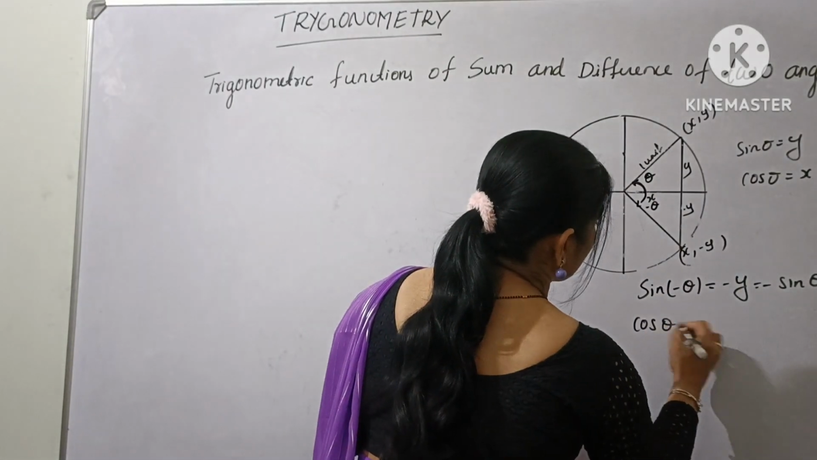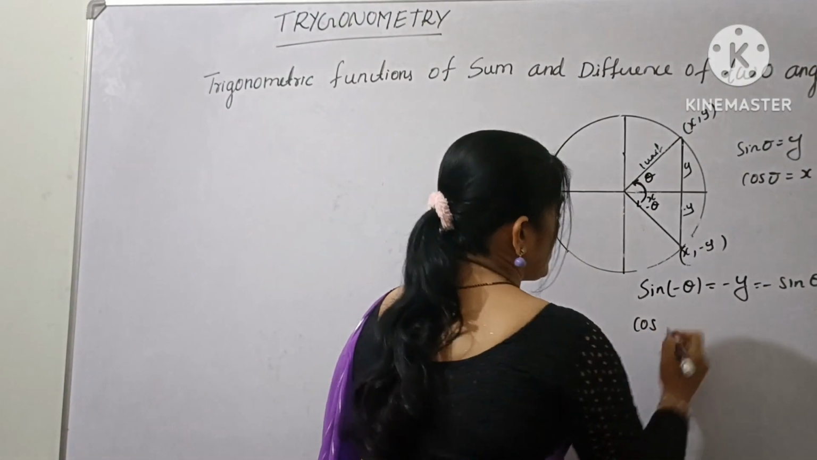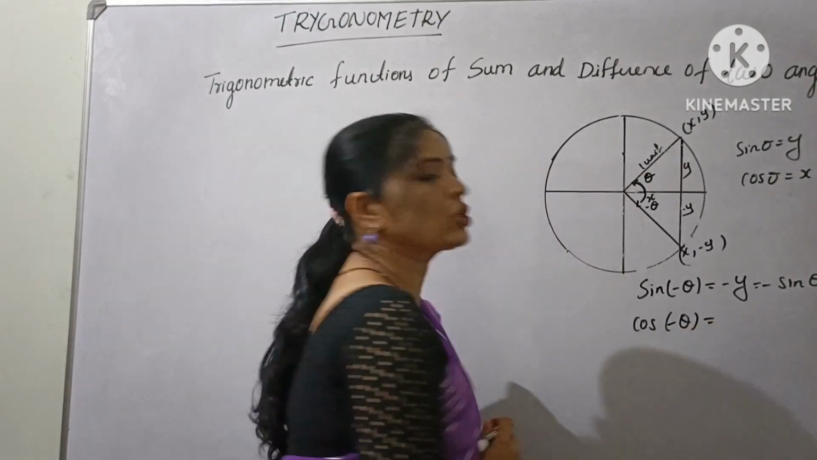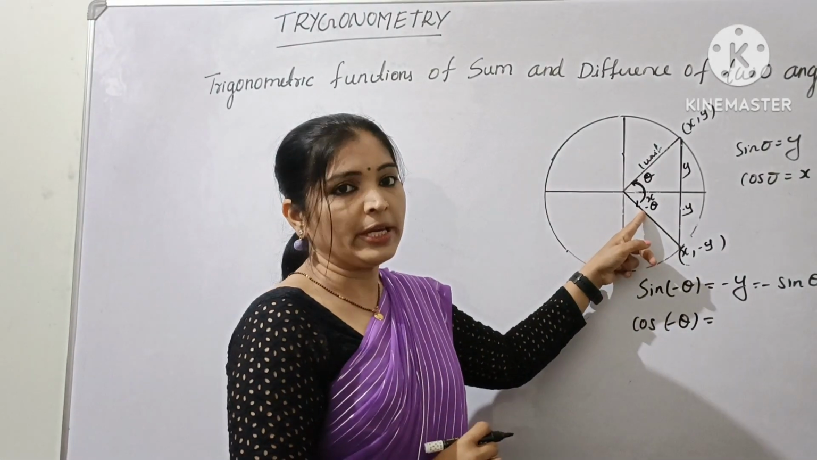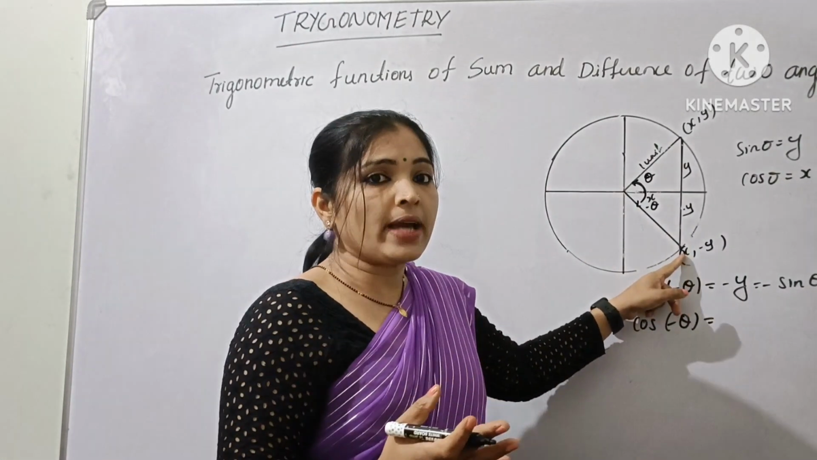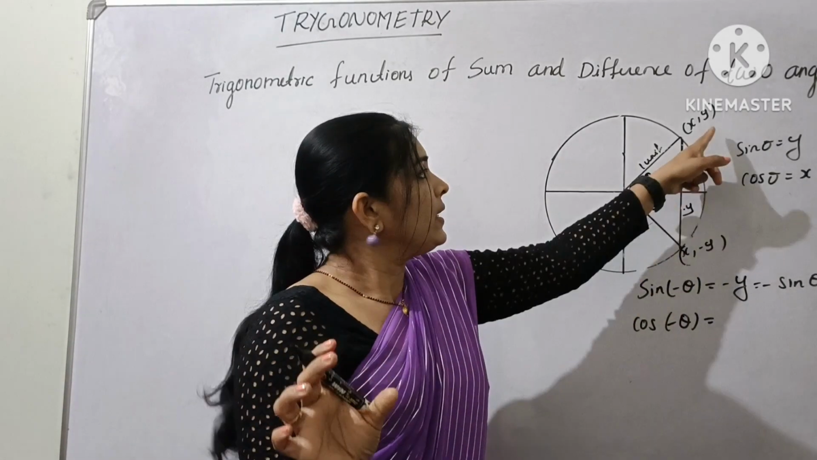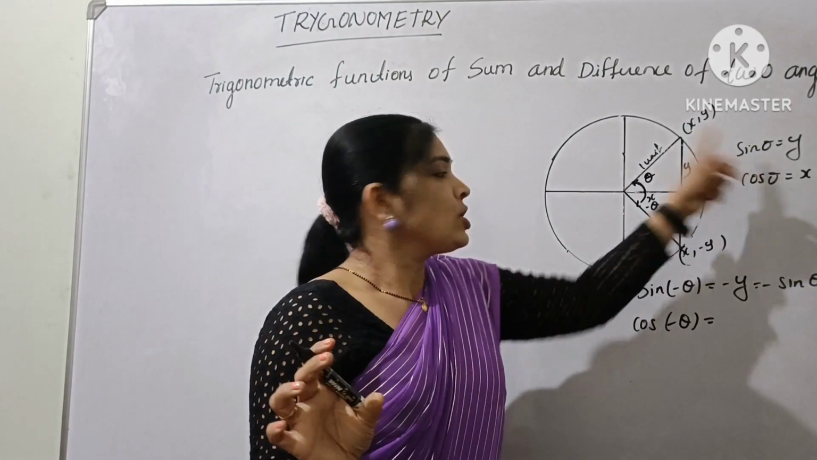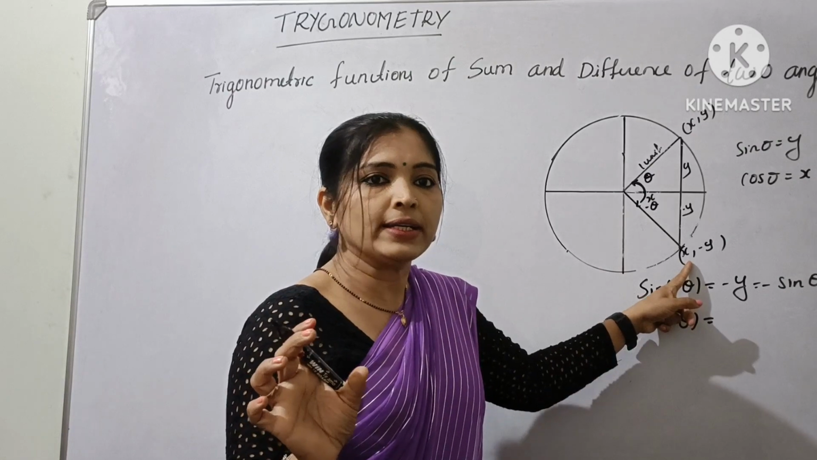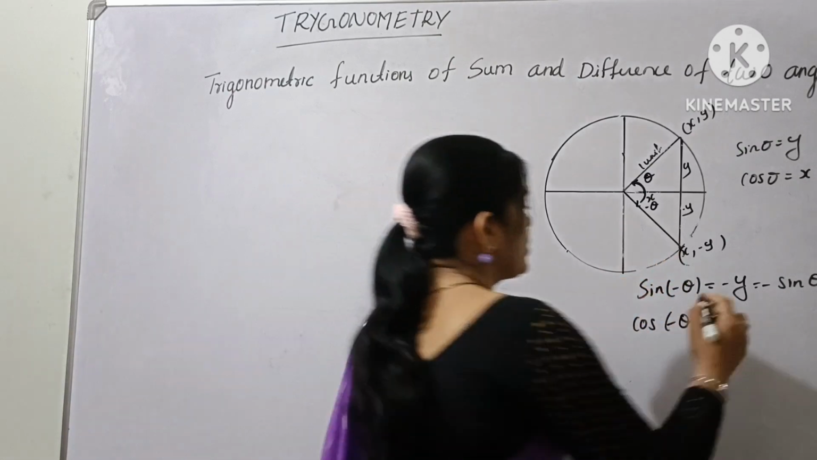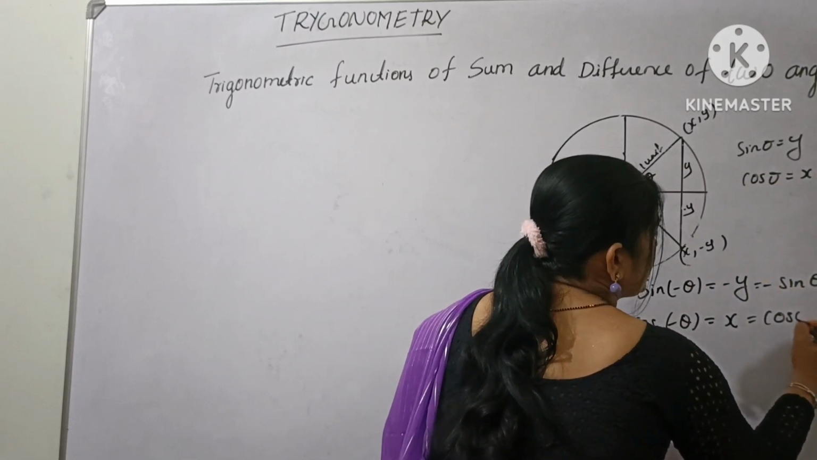Okay, next let us go through this one. What is cos of minus theta? See here, it is the angle minus theta. What is cos theta? The value of x coordinate, right? That is x. Here cos theta is equal to x. So here cos of minus theta is equal to x coordinate, which is x, right? Not minus x, x itself. So what is x? X is nothing but cos theta.